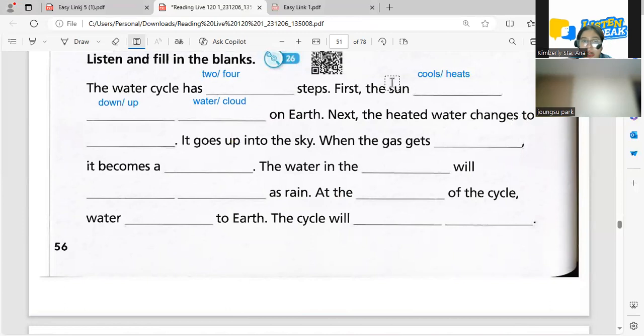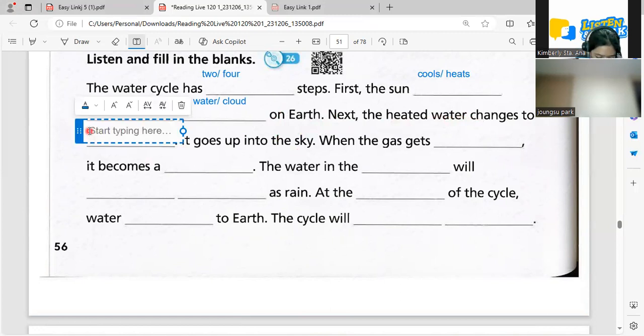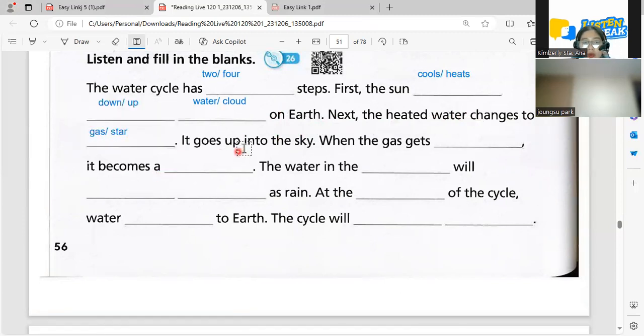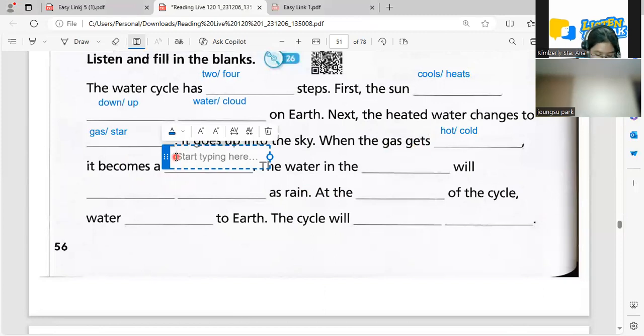You need to circle your answer, okay? The water cycle has four steps. First, the sun heats water on Earth. Next, you need to circle, okay? Circle your answer.